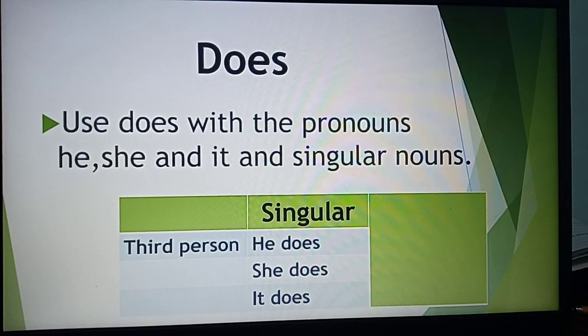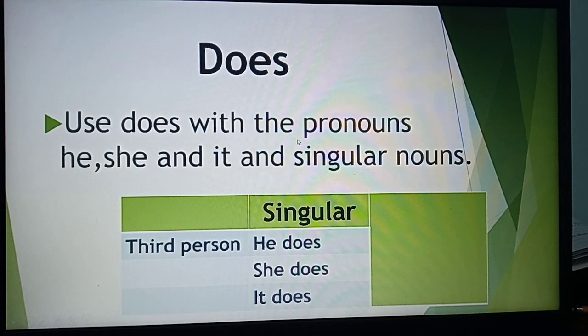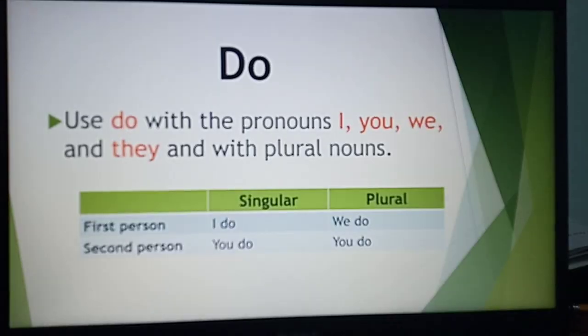And then how about does? Use does with the pronouns he, she, and it, and singular nouns. So if the pronouns are he, she, and it, you are going to use does. But going back here again, if the pronouns are I, you, we, and they, you are going to use do. Guess the difference? If does, you're going to use he, she, and it. If do, you're going to use I, you, we, and they.